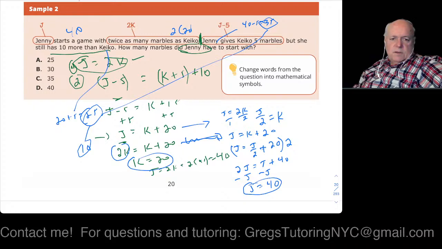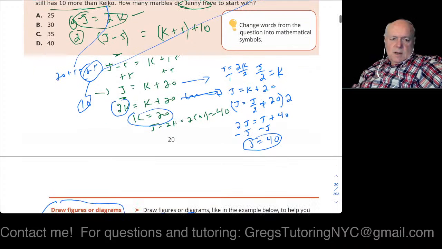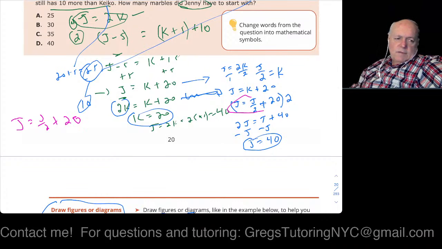Let's bring this into Fusion. I'm going to scroll this up slightly. So we had J is equal to J over 2 plus 20. That was this step here before I multiplied it by 2. I could have subtracted J over 2 from both sides.